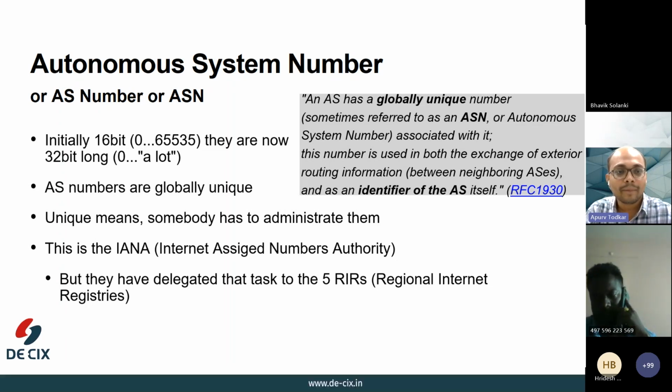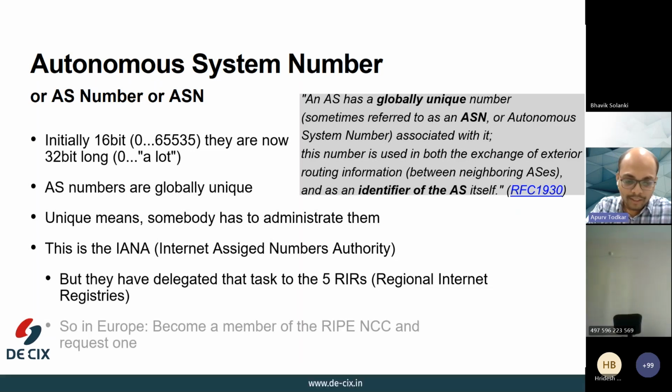Each ASN can be assigned to only one operator, and so this uniqueness means that someone has to manage these numbers, right? So there is IANA to manage them. IANA is nothing but our Internet Assigned Numbers Authority. IANA oversees the distribution of these ASNs, but delegates the daily management to the 5 regional internet registries that we all know.